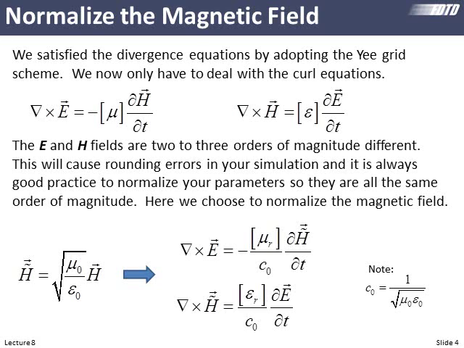So it's always best practice to normalize everything so everything has the same order of magnitude, and in fact, have that order of magnitude be 1 instead of 10 or 100 or 10 to the 6 or 10 to the minus 3. We like all the numbers to be on the order of 1. Anyway, to make the magnetic field the same order of magnitude as the electric field, we multiply it by the free space impedance. Now, using the normalized magnetic field, we can rewrite Maxwell's equations this way. Remember, c naught is the speed of light.